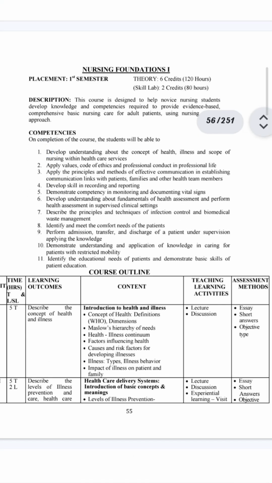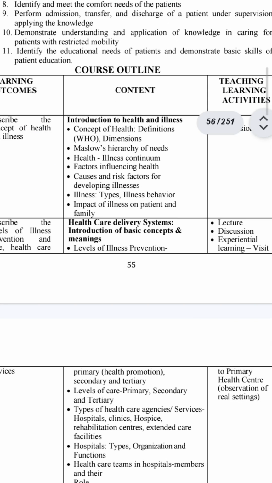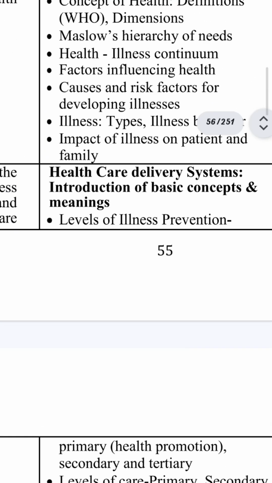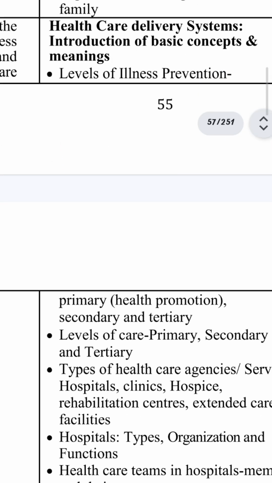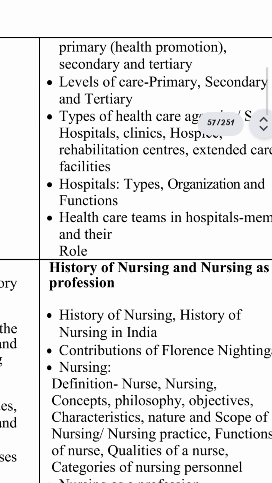And then you go to nursing foundation. In nursing foundation mainly we discuss health and illness. In health and illness you have lots of subtopics you have to study, you have to read from here. Then you have to study the healthcare delivery system, levels of illness prevention, levels of care: primary, secondary, tertiary. Hospitals, types of hospitals, you have to study now.